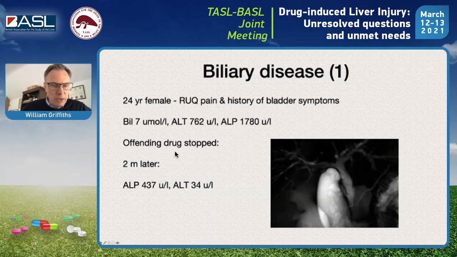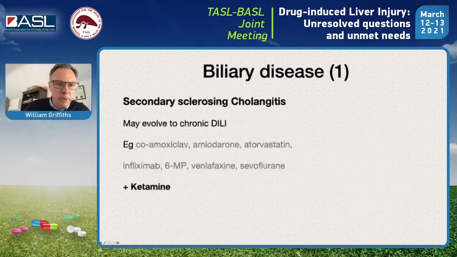The history was probed further, and the offending drug was stopped, and a couple of months later enzymes had improved, and the MRCP appearance has improved slightly but not fully normalized. And this was an example of ketamine-induced cholangiopathy, which I've personally seen a few cases of now, and I think it may be quite common now, or getting more common.